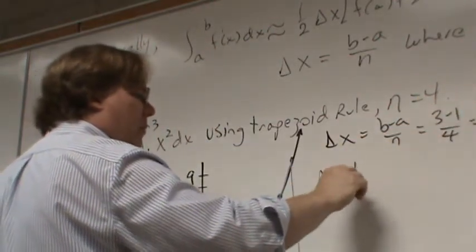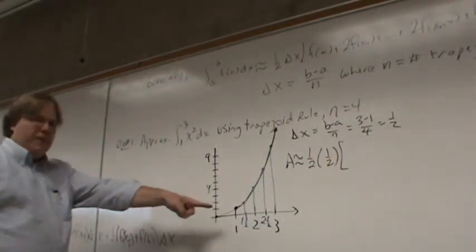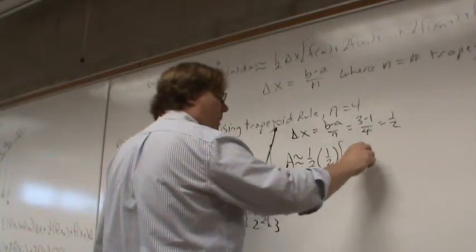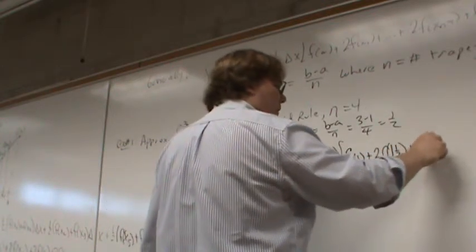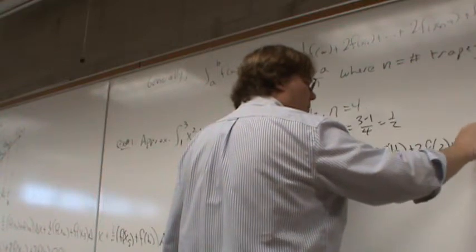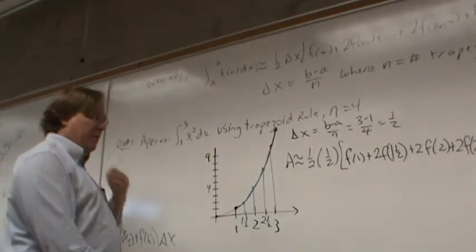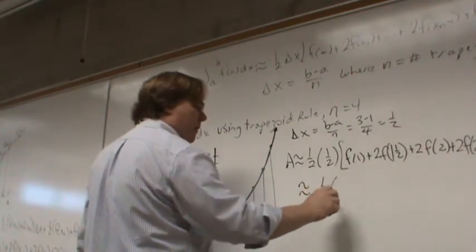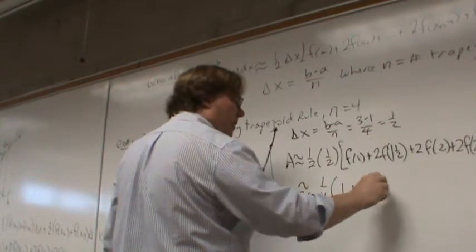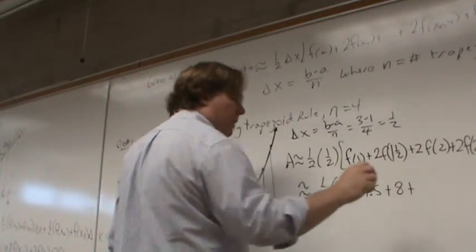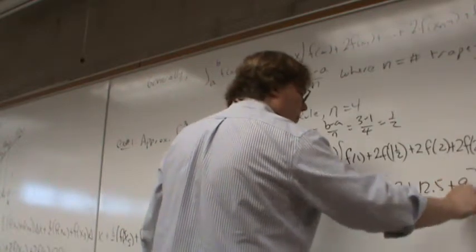So the area is approximately 1/2 times delta x, which is 1/2. And then just use all your things. f of 1 plus 2f of 1.5 plus 2f of 2 plus 2f of 2.5 plus f of 3. Sorry about my coughing. Fourth, f of 1 is 1. 2.25, double that is 4.5. 4, double that is 8. 6.25 doubled is 12.5 plus 9.